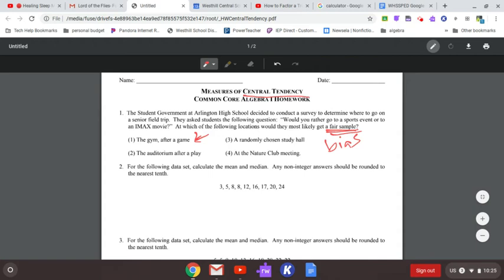So when you go through these, you want to find which one would give you the best selection of just random people from all walks of life. Again, if we look at number two here, a play. If they enjoy a play, they enjoy the arts, they might enjoy the IMAX movie more. When it says random, that's usually going to give you a fair sample. And again, it's a nature club, so it's a very specific group of people. The big thing is we want something that's fair, not biased. To get that, you want random people, not a specific group of people.